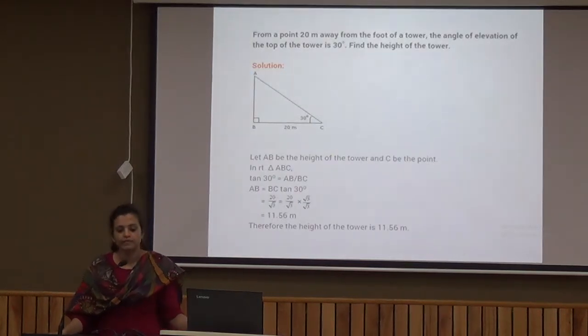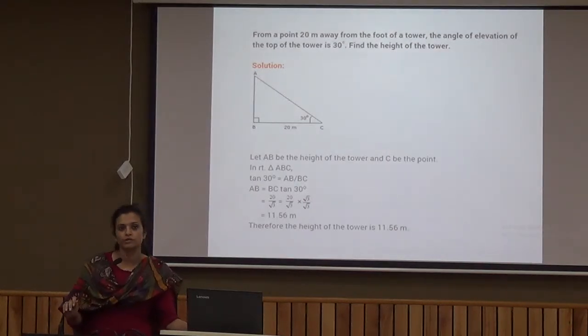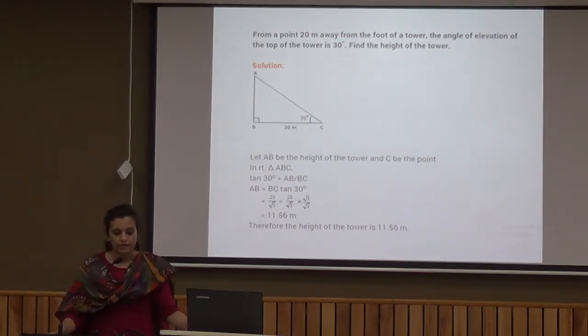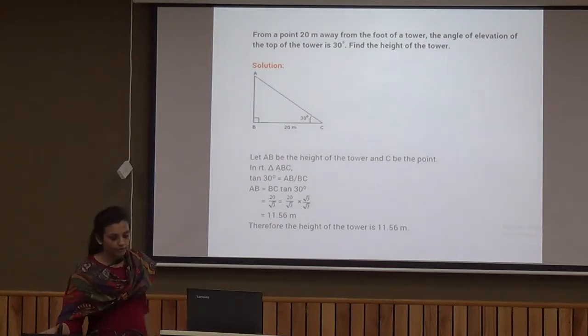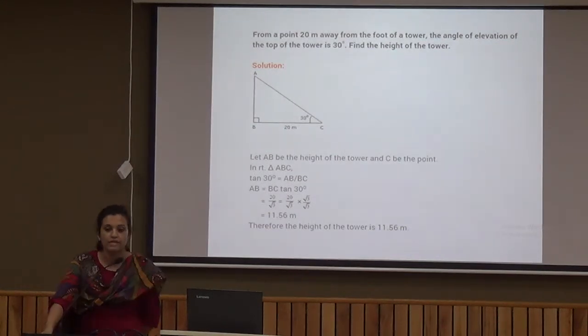Now let's quickly move on to some questions that you can expect in exams or that are directly related to your content. Now look at this situation. From a point 20 meters away from the foot of a tower, the angle of elevation of the top of the tower is 30. Find the height of the tower. Now look at the figure. If AB is the tower, C is the point 20 meters away from the foot of the tower, and the angle of elevation is 30, we need to find the height of the tower, that is AB.